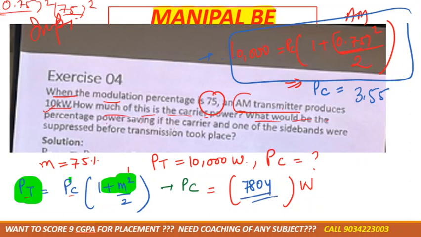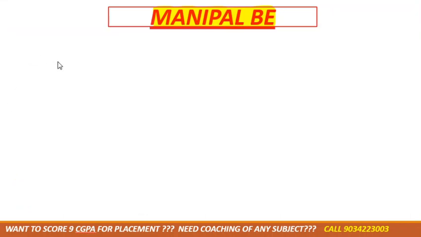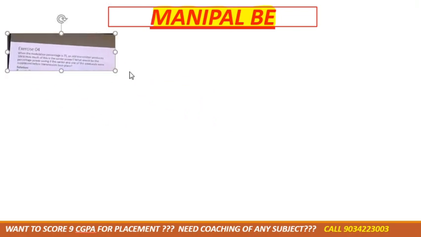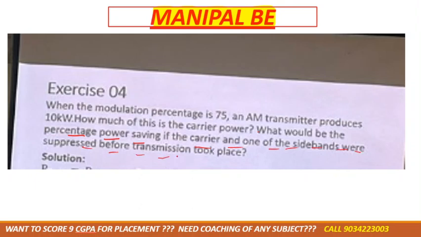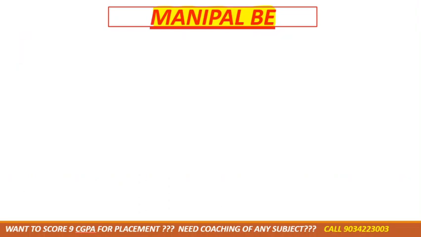Now after solving it, we'll get this value, correct? Now see, after this, what they have asked in the question: what would be the percentage power saving, if the carrier and one of the sidebands were suppressed before transmission took place. So remember, I told you there are two types of sideband. One is USB and one is LSB, right?